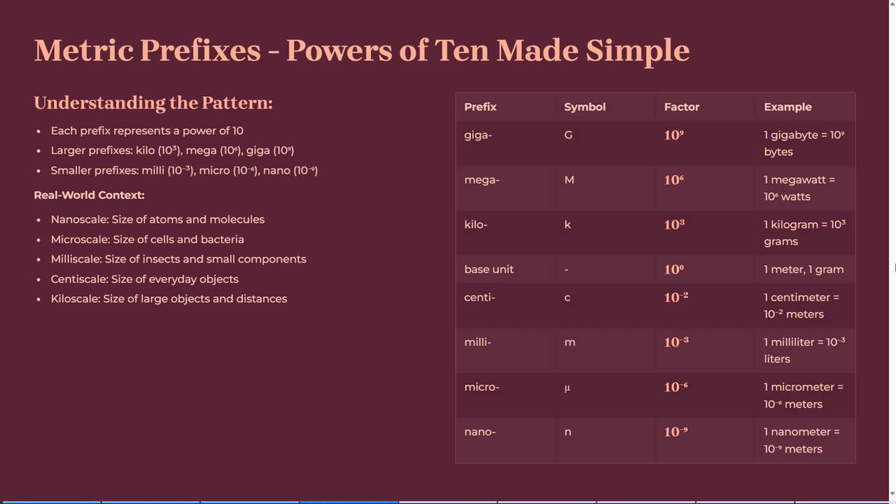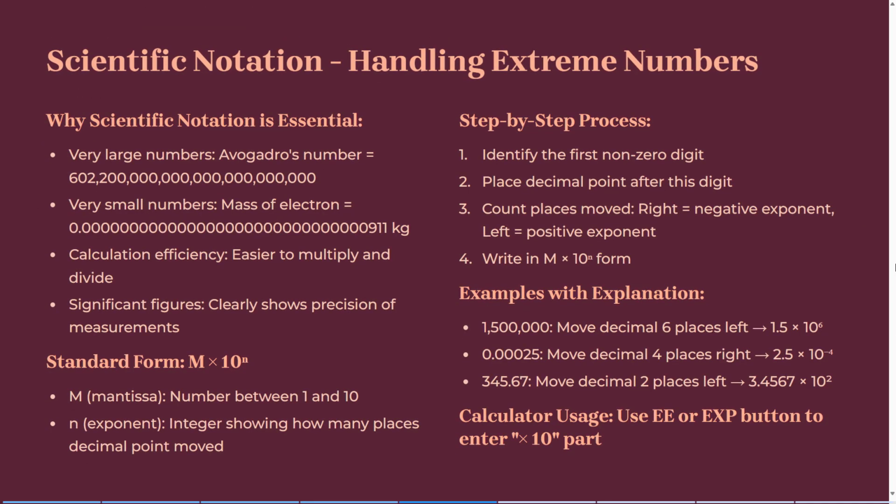Chemistry deals with incredibly large and incredibly small numbers. Avogadro's number, the number of atoms in a mole, is 602,000 billion billion. And the mass of a single electron is 0 point, then 30 zeros, and after that 911 kilograms. Writing these out every time would be impossible.